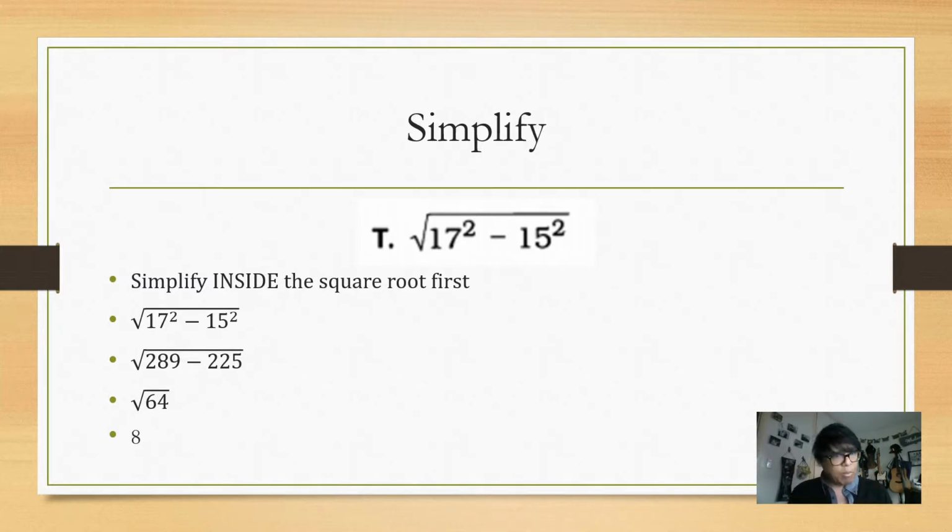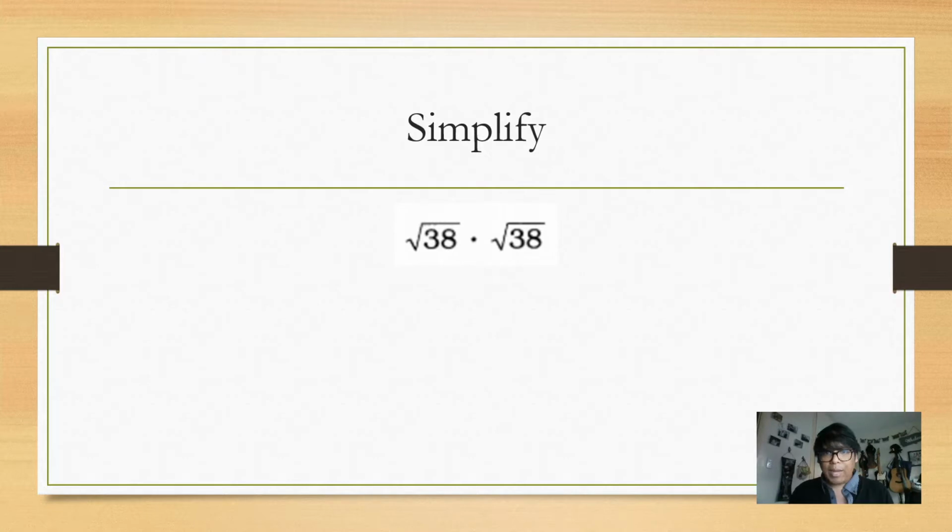Okay, a couple more for you. We've got this one, square root of 38 times the square root of 38. And I'd like to remind you that square root of 38 times the square root of 38, well, that's the same quantity being multiplied together. So that's the square. That's the square root of 38 squared.